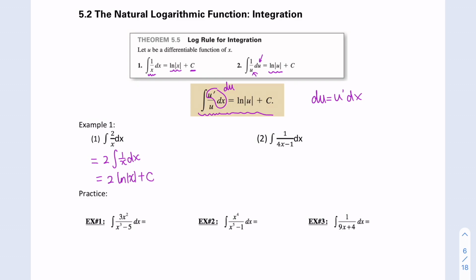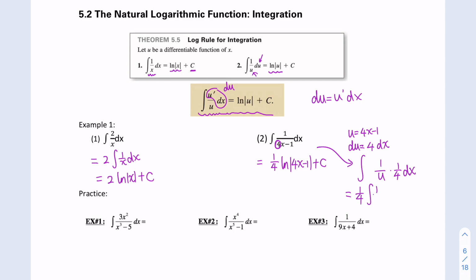Now if you look at the second example, the coefficient of x is no longer 1, so you can use u substitution. The only difference is that the answer is ln of 4x minus 1 plus a constant c. If you define u equals 4x minus 1, then du will be 4 dx. So now the problem becomes the integral of 1 over u times 1 over 4 dx. This is 1 over 4 times the integral of 1 over u du. This is exactly where this 1 over 4 comes from.